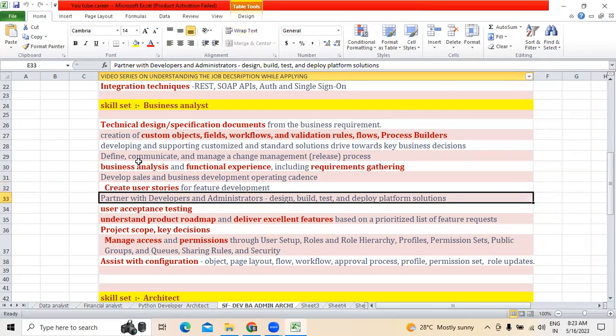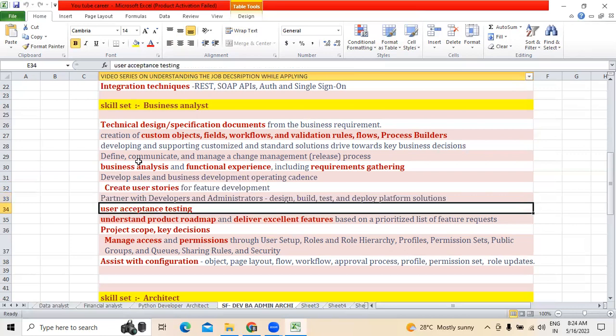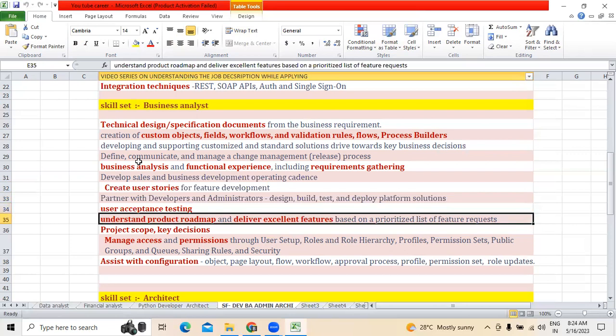Followed by this, you need to have knowledge over administrative areas, wherein you have some idea over designing, building, testing, and deploying the platform solutions, where you'll be assisting the Salesforce administrator whenever it is needed. At the same time, knowledge of user acceptance testing, and understanding and creation of the product roadmap and delivering excellent features.